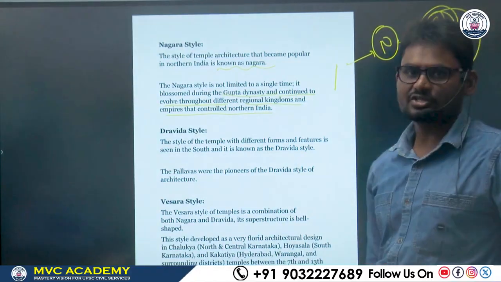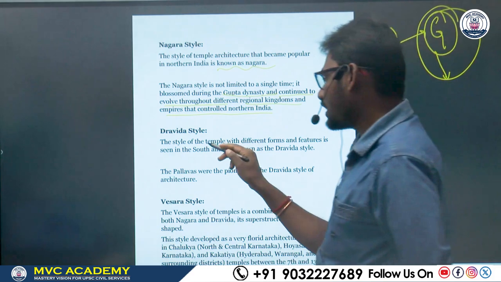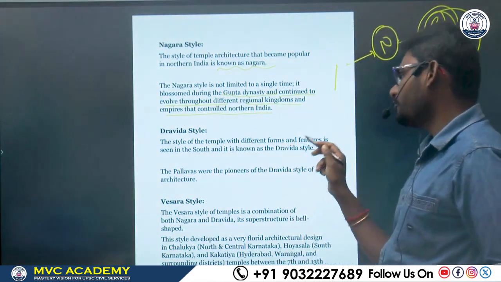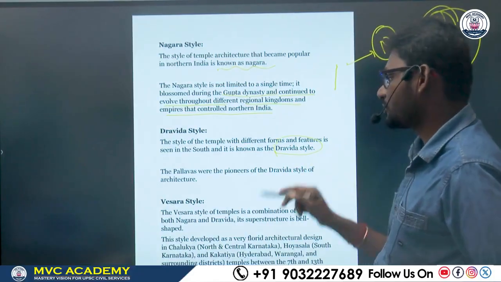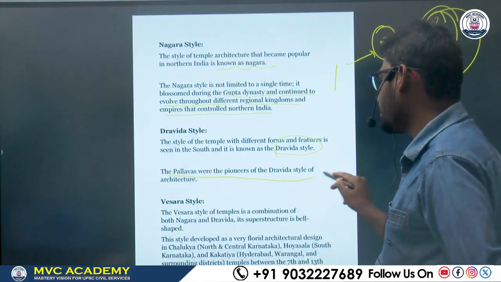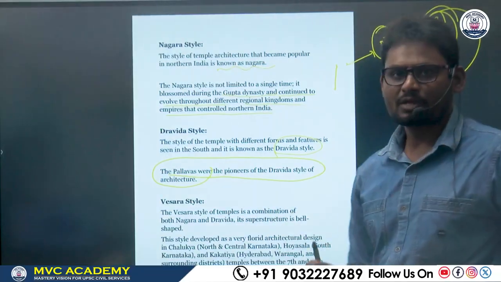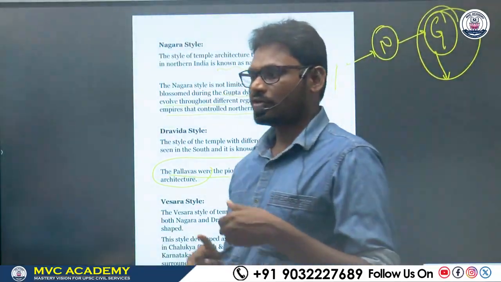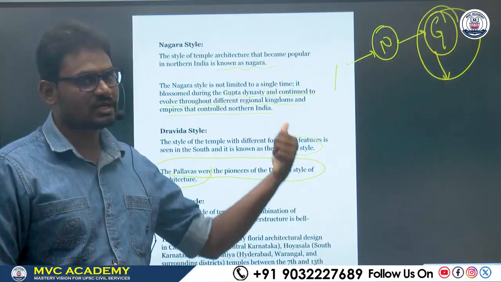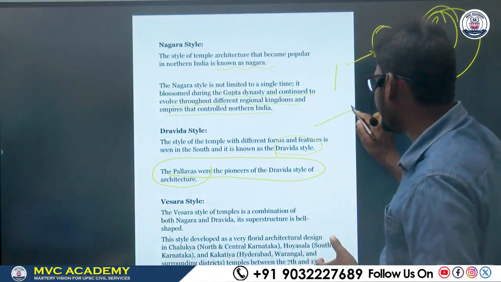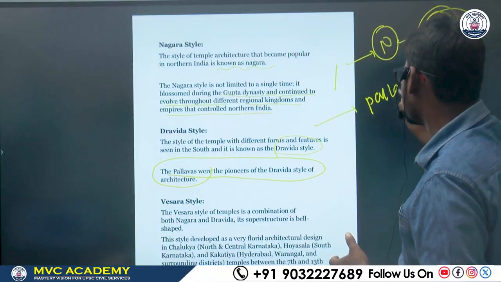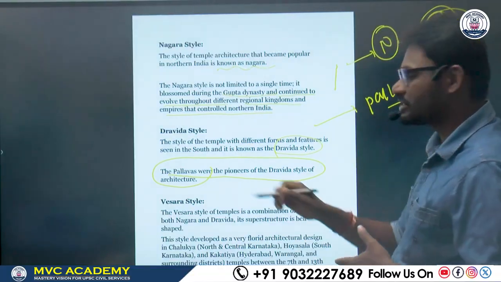Next, Dravidian style. The style of temple with different forms and features seen in South India is known as Dravidian style. The Pallavas were the pioneers of the Dravidian style of architecture. So for Nagara architecture, the pioneers were the Guptas, whereas the Pallavas were considered to be the pioneers of Dravidian architecture.